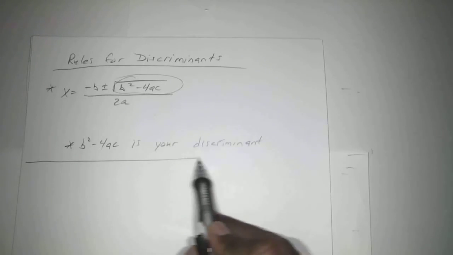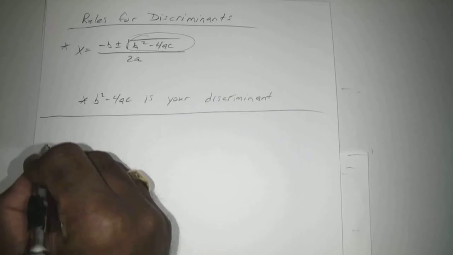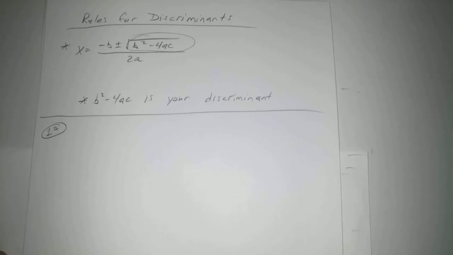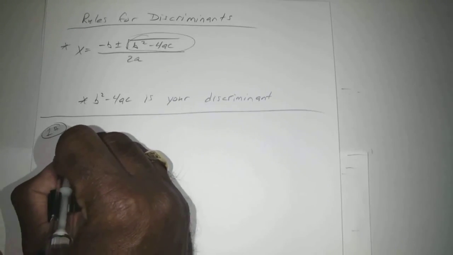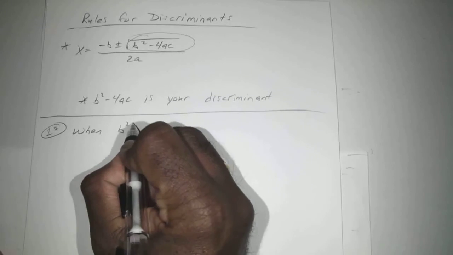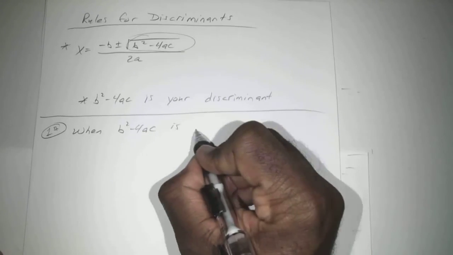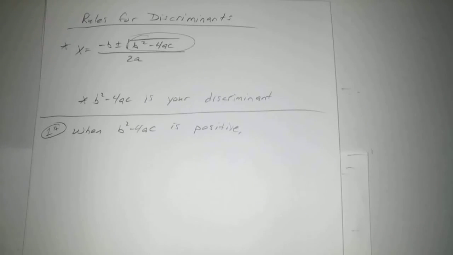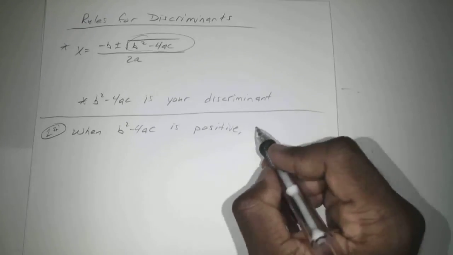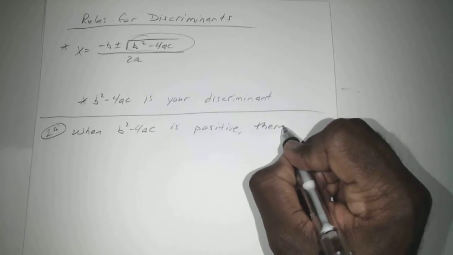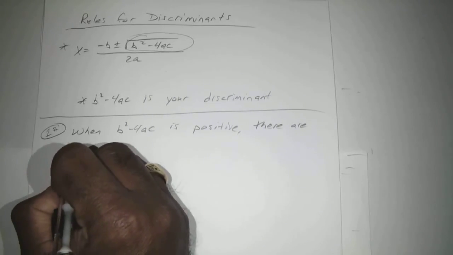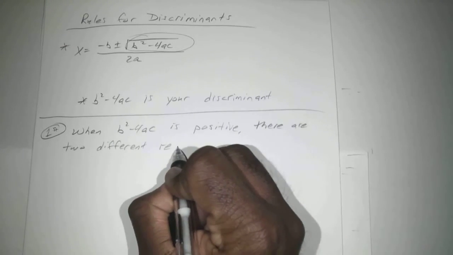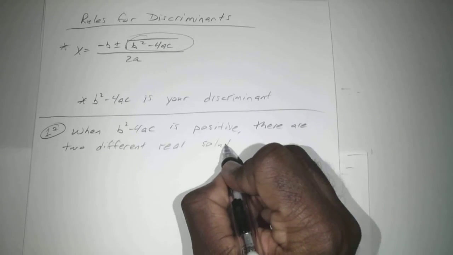Okay, so the first rule of discriminants is when your b squared minus 4ac is positive. Okay, so if it's positive, we know for a fact we have two different real solutions.